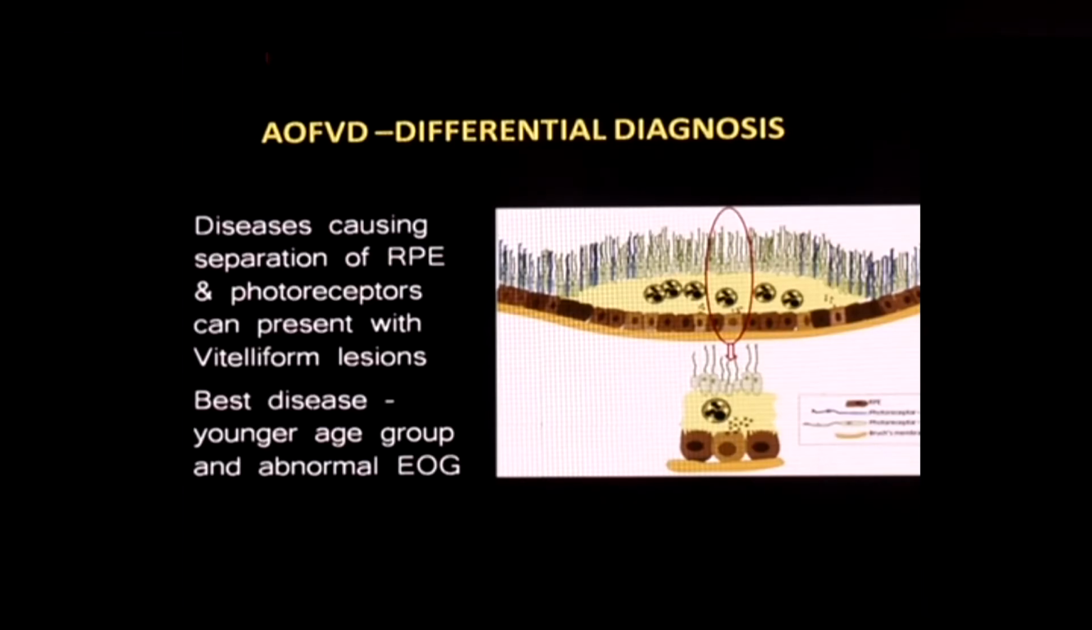Now, just to understand the vitelliform lesion in an adult patient, one has to keep in mind that there is the RPE photoreceptor complex, which is normally kept intact because of the continuous phagocytosis of the outer segments. And any pathology which disrupts this can lead to the formation of a vitelliform lesion, and that is the genesis of the acquired vitelliform lesion.